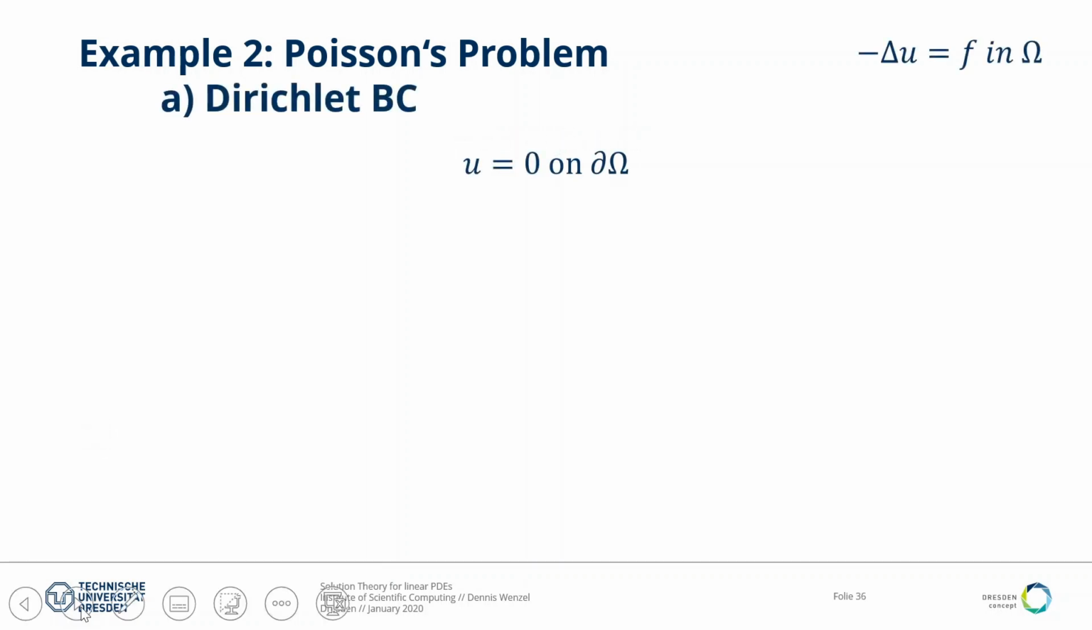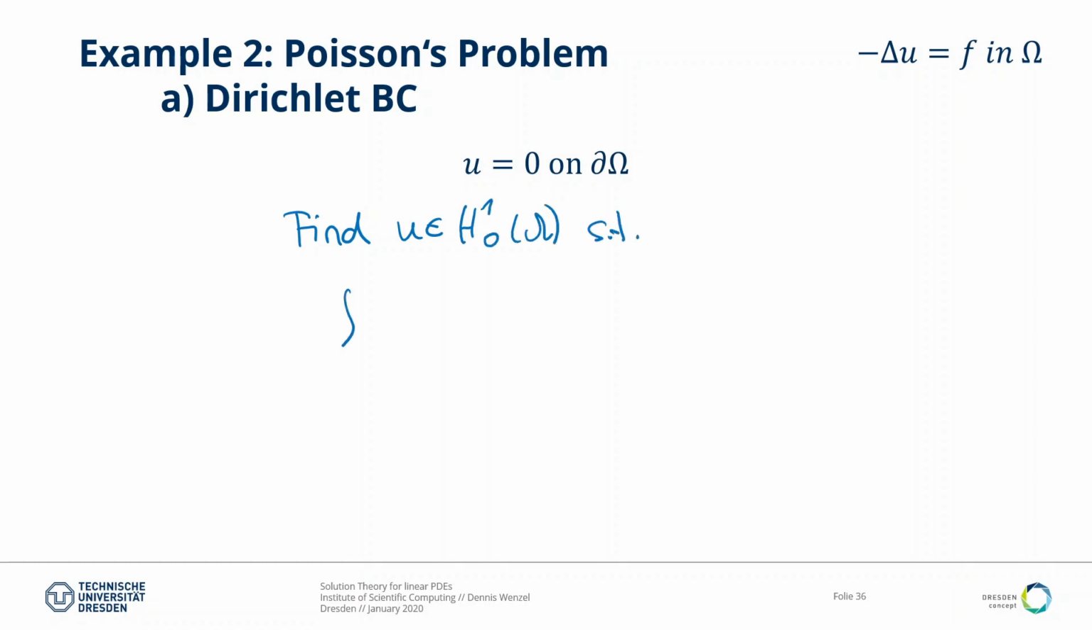So we start again with the Dirichlet boundary conditions. And I'm not going to do the derivation for the weak form here, because that's something we have seen many times throughout the semester. So we can just write it down. So we want to find u in H1_0 of omega such that, and now here on the left hand side we have the integral of gradient of u times gradient of v equals an integral over omega of f times v for all v in H1_0 of omega.